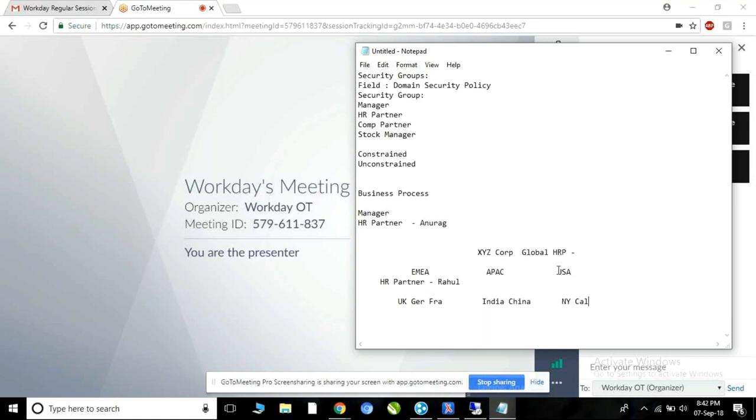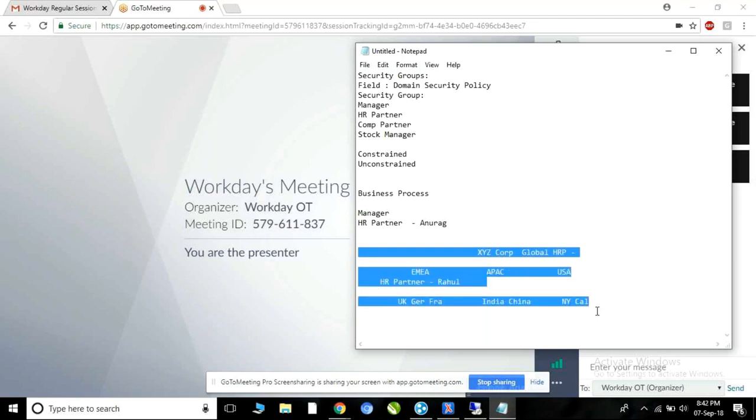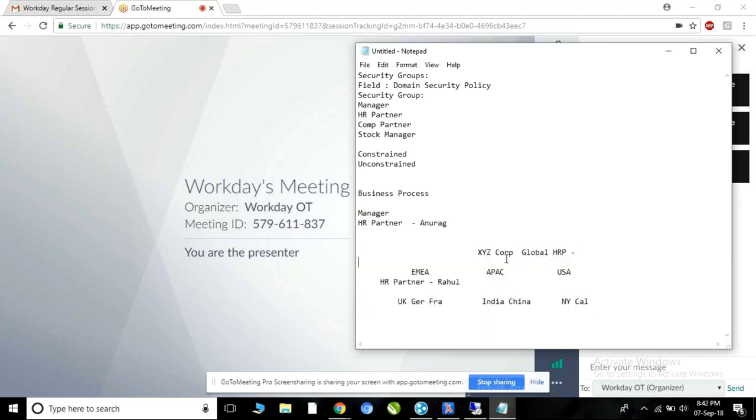That's the first thing. Now, if somebody is assigned the role of global HRP at XYZ Corp level, that means he is the HR partner for all the supervisory organizations in the system. The reason being, XYZ Corp is the topmost organization, and all these organizations are somewhere reporting to XYZ Corp. Is that making sense?